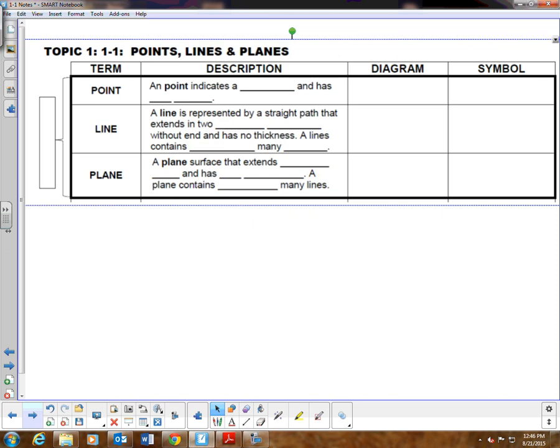So our first one here is a point indicates a blank and has a blank blank. So we're going to fill in these blanks in this picture. You should have this in your notes packet, and that way you can follow along as we go.